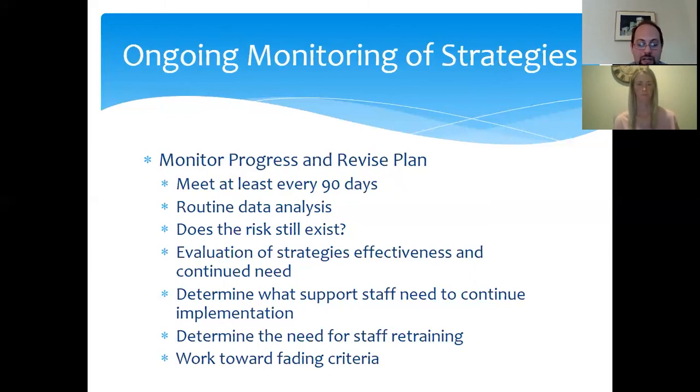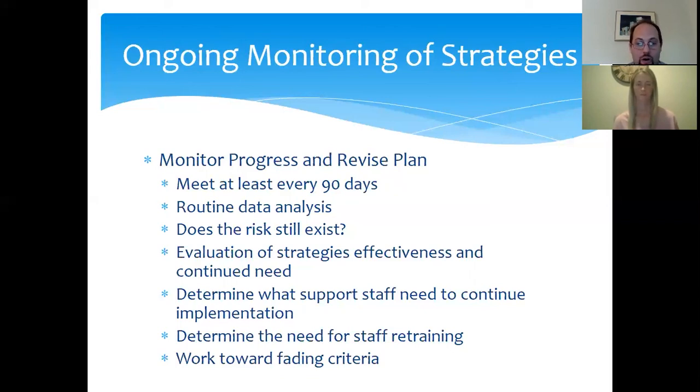Team members do need to make sure that they still have the resources to implement the strategies. We want to make sure that every staff who works with the person is trained on those strategies, so that they can also help that person to reduce their risk, and so that we're providing a consistent approach, and that the person we're working with can feel secure in that consistent approach.